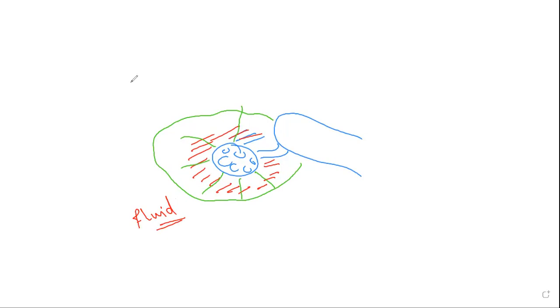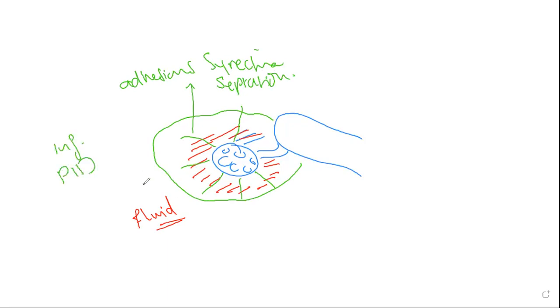So this is a chronic process. Adhesions and synechia, or we can call them septations. So here there is an inflammatory process. There is a PID. Okay, and the ovary has this around it. So this is the peritoneal inclusion cyst.